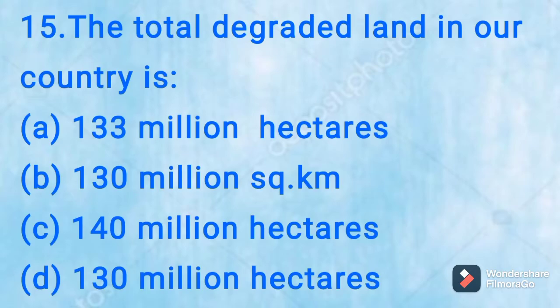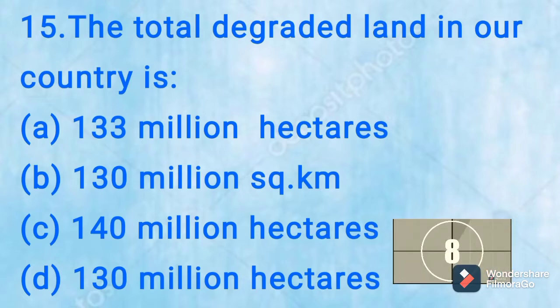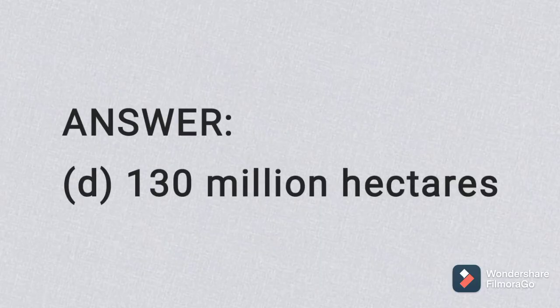15th question. The total degraded land in our country is. Option A 133 million hectares, option B 130 million square kilometer, option C 140 million hectares, option D 130 million hectares. And the answer is option D 130 million hectares.